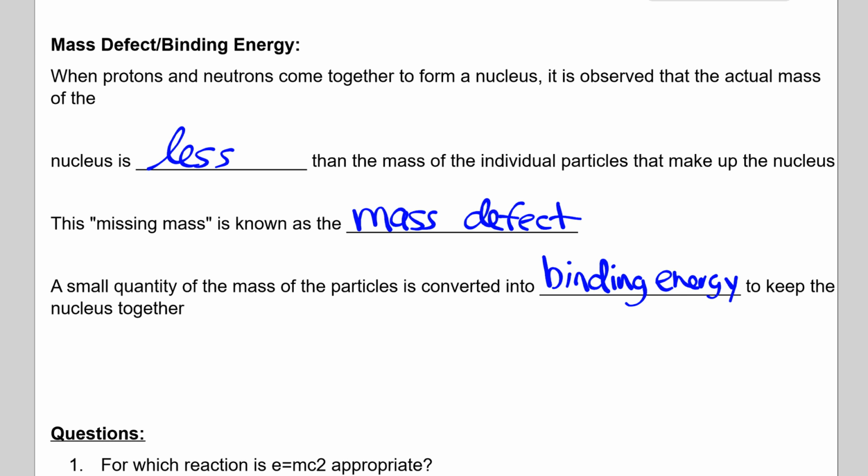So where does nuclear energy come from? This is the mass defect binding energy. When protons and neutrons come together to form a nucleus, it's observed the actual mass of the nucleus is less than the mass of the individual particles, which is kind of crazy. It's like you have a 1 pound object, a 1 pound object, you stick them together and it's 1.5 pounds. It's like, where'd the rest go? The missing mass is known as the mass defect. A small quantity of the mass of the particles is converted into binding energy to keep the nucleus together. So that's where it goes.